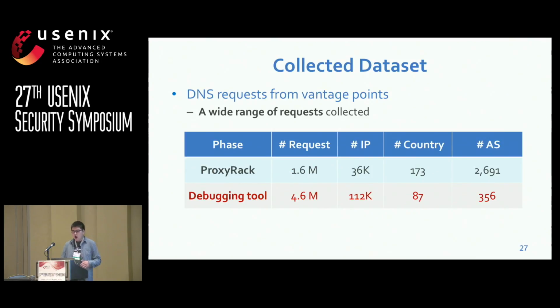Now, after solving all those challenges, we are able to collect diverse DNS requests from vantage points all over the world. Our 100,000 clients are located in more than 170 countries and 3,000 AS numbers. Due to the time limitations, in the rest of this talk, I will use the results that we collected by our debugging tool for the DNS interception analysis.